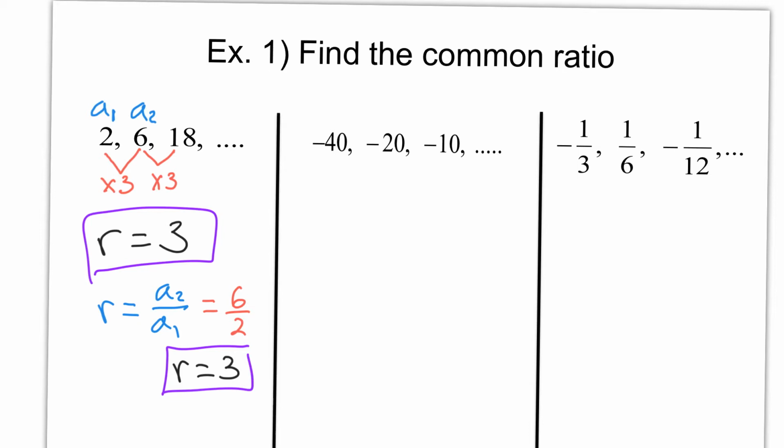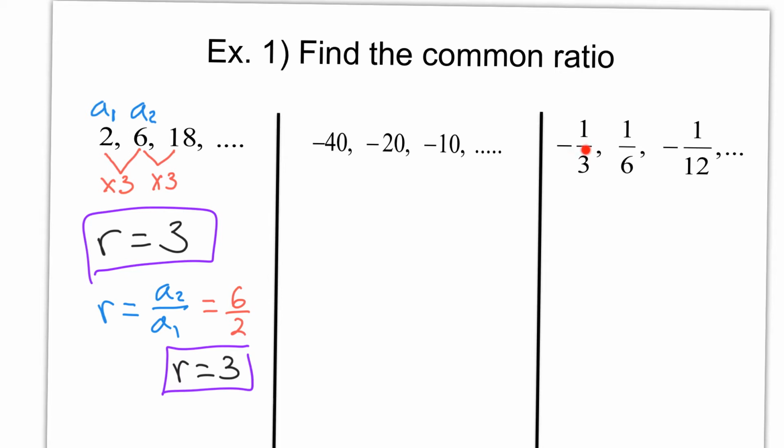Now, sometimes you have negative numbers. So let's look at the sequence in the middle. Negative 40, negative 20, negative 10. Let me give you a tip. When all the signs are equal, so negative, negative, negative, or all the signs are positive, like the first one here, the tip I'm giving you is the common ratio has to be positive, because in order to keep the same sign, you need to multiply by a positive number.